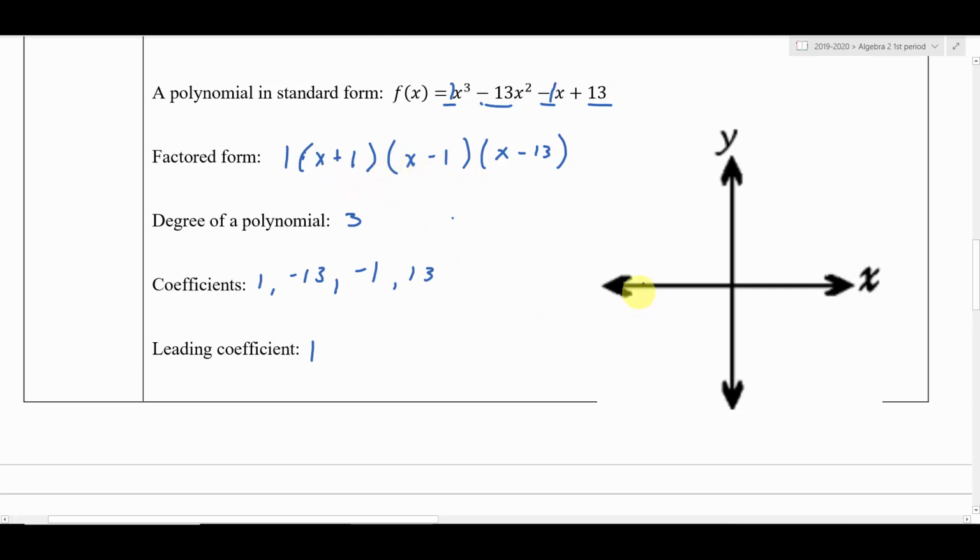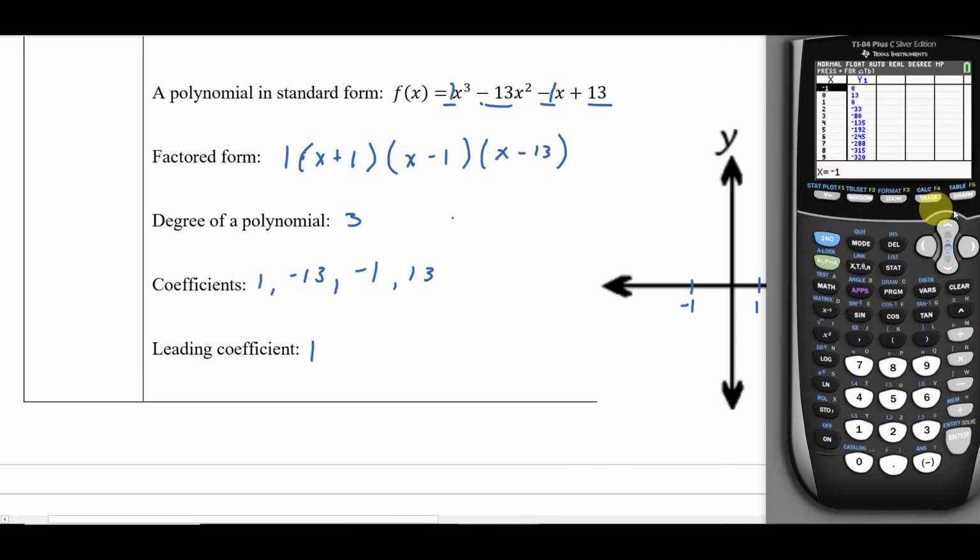And now I can come over here and make my quick sketch. I'm going to say I had an x-intercept at -1, I had another one at +1, and then I had another one over here at 13. And you'll notice this is not to scale at all. This is just a rough sketch of what's going on with this polynomial. I'm going to go back to my graph right now to get a shape.